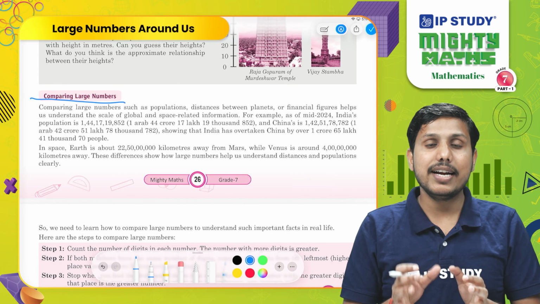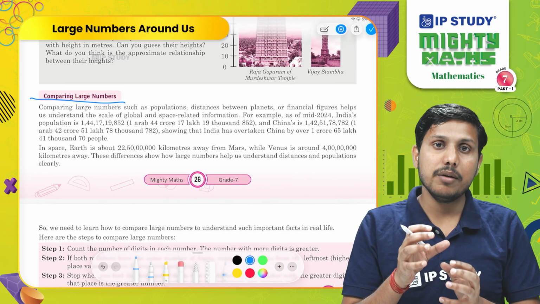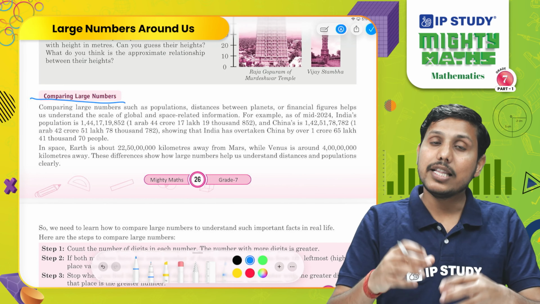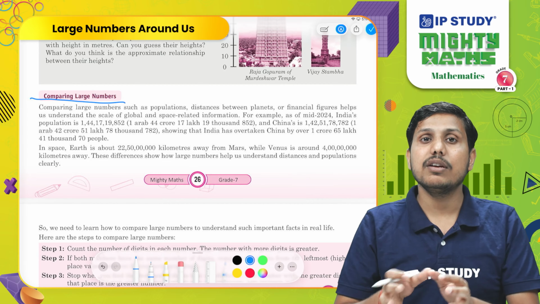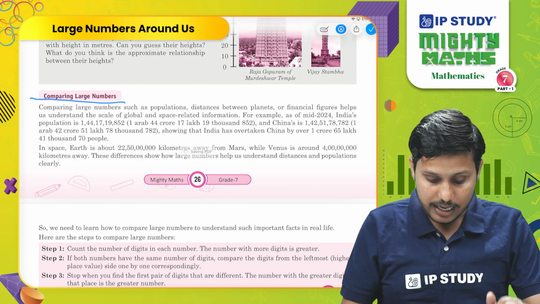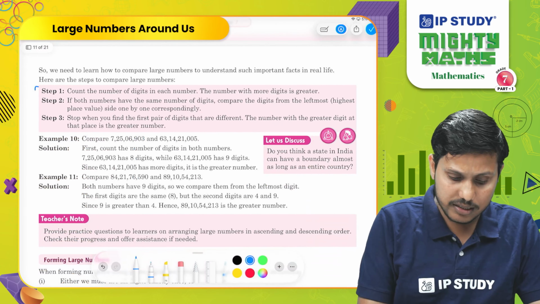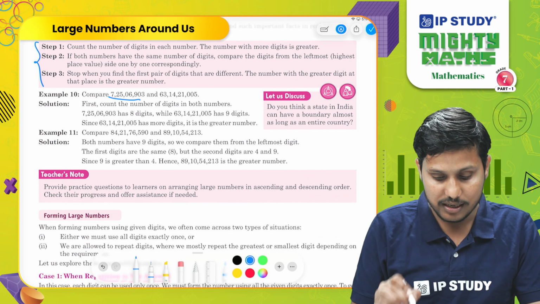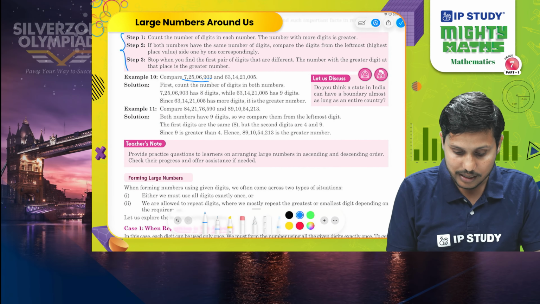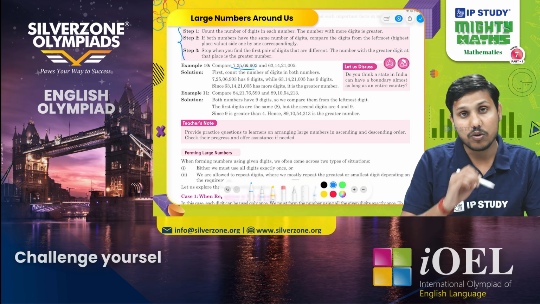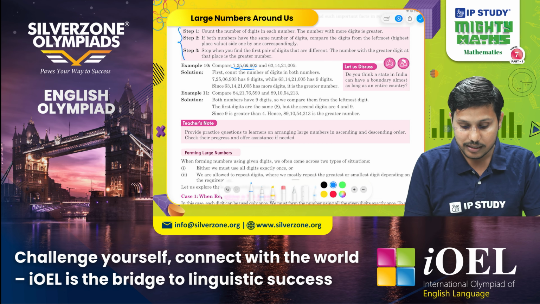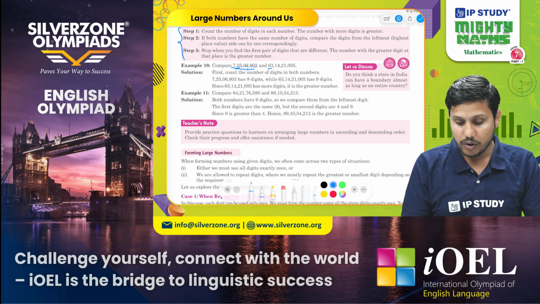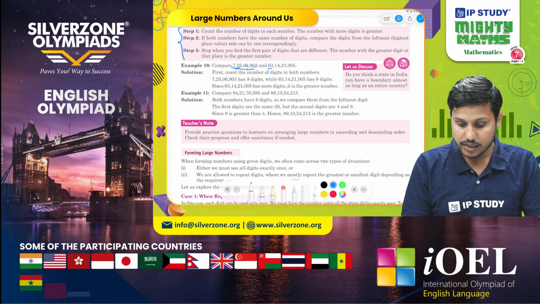And whenever we find a difference between the digits of the two numbers, we see which digit is greater. In that case, the number with the greater digit will be the greater number. Let's suppose we have the steps that I have already told you. Now let's suppose you want to compare this number, which is ones, tens, hundreds, thousands, ten thousands, lakh, ten lakh, crore: 7 crore, 25 lakh, 6,903, and this is 63 crore, 14 lakh, 21,005.